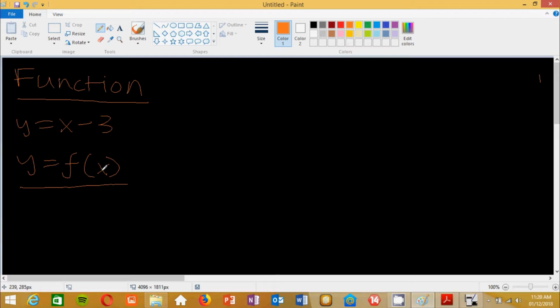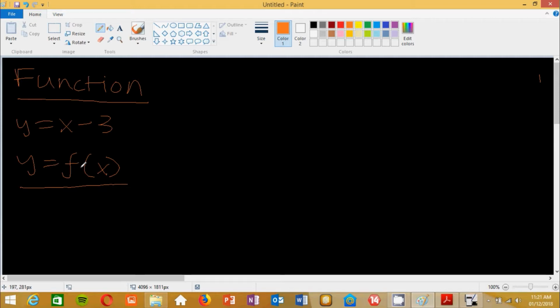This y here is a function of x because it gives us a method of dealing with x. It tells us once you get x, subtract 3 from it. So this y here is a function of x because it tells us how to handle x, how to deal with x.